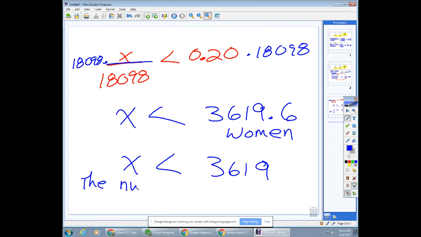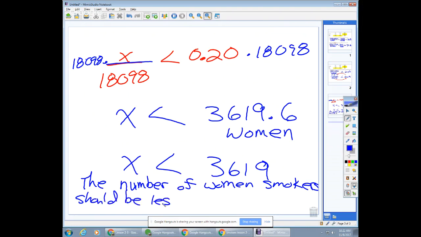So the number of women smokers should be less than 3,619. If that's the case, then the percent will be under 20%, which is what would be a better number than 30%. That's a lot of smokers.